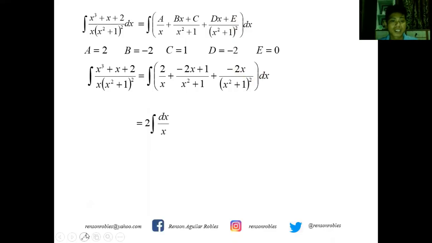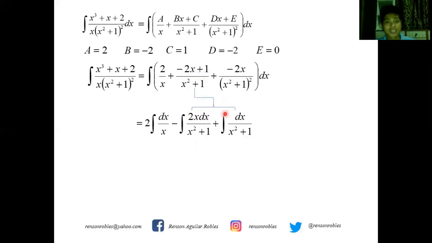So integrating, we can write it as a sum of these integrals. Okay, so you have the integral of 2 over x, which is equal to 2 integral of dx over x, and this term can be decomposed into this fraction. So you have negative 2x dx all over x squared plus 1 plus dx all over x squared plus 1. And then finally, we have minus the integral of 2x dx all over x squared plus 1 to the second power. So as you can notice here, we can now easily identify a straightforward formula to find the integrals of these fractions.